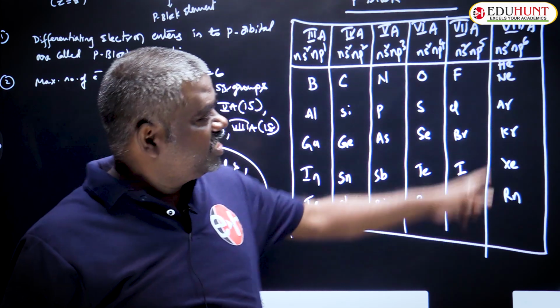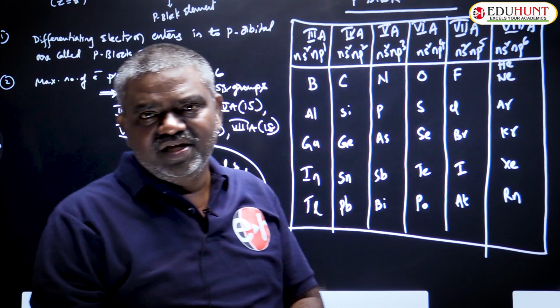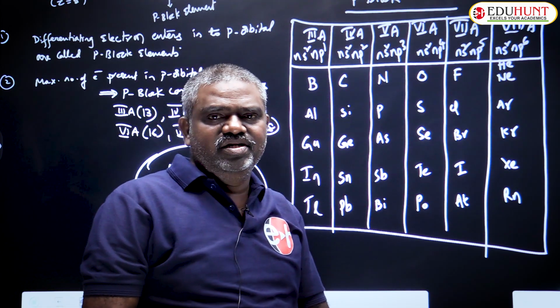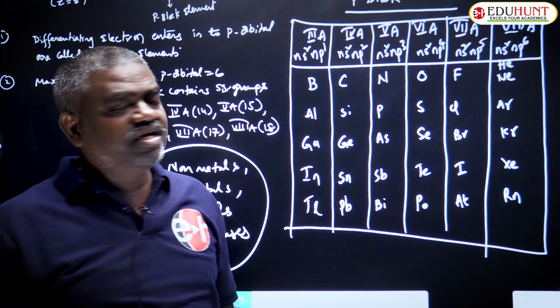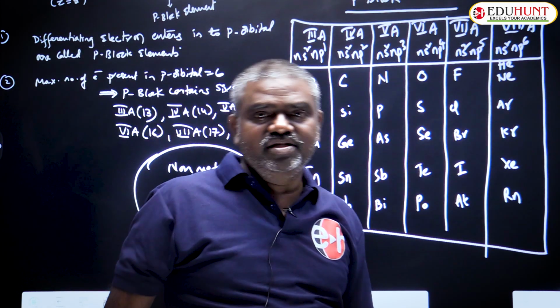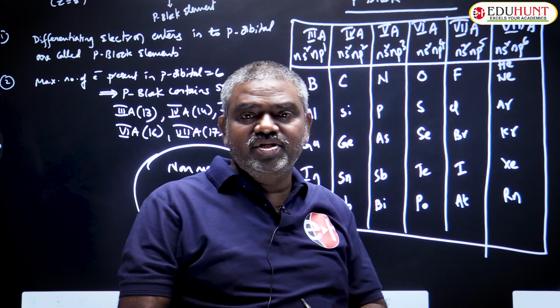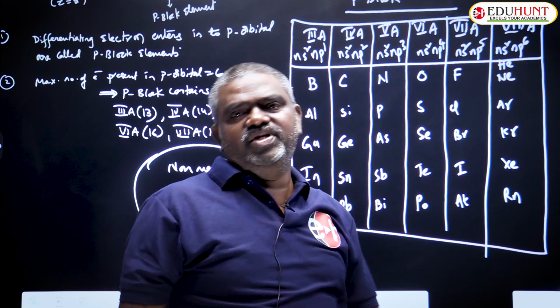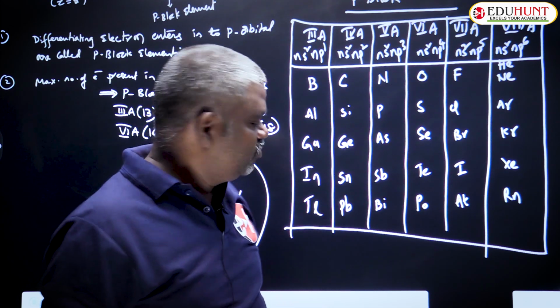And here noble gases are present. These are inert gases. They do not participate in chemical reactions because they have a stable electronic configuration. In the case of noble gases, ns2 np6, no unpaired electrons are present. If unpaired electrons are present, they participate in bonding.